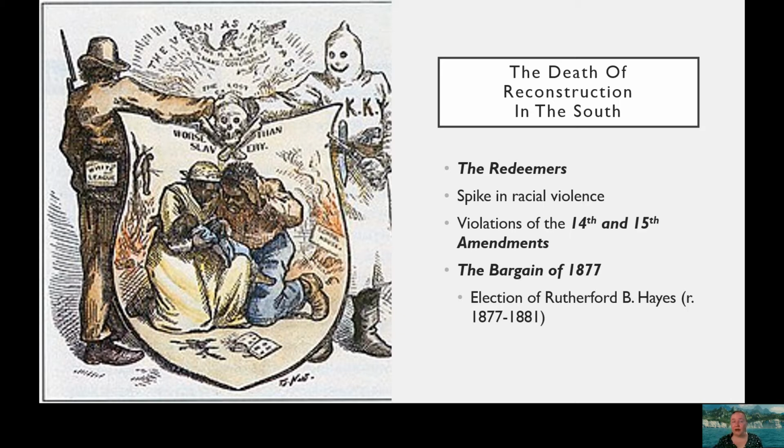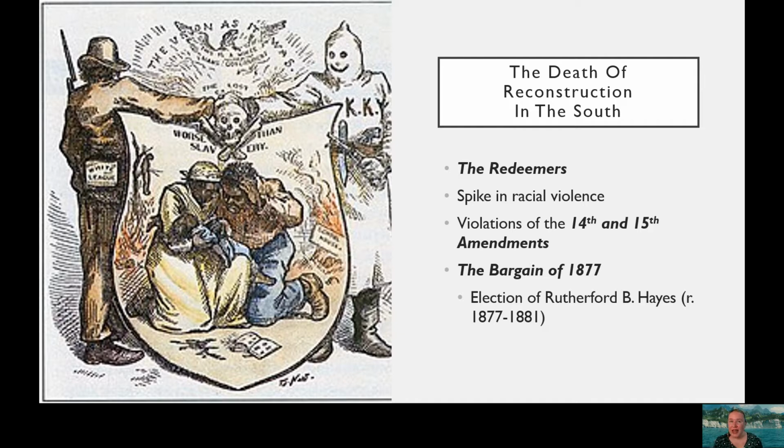And so we see repeated violations of the 14th Amendment, which guaranteed equal protection under law to every person, and the 15th Amendment, which guaranteed the right to vote for all men, regardless of race. Women still not included at this point. So over and over again, the rights of African Americans to have equal protection under the law and the right for them to vote is being threatened with extra legal violence.